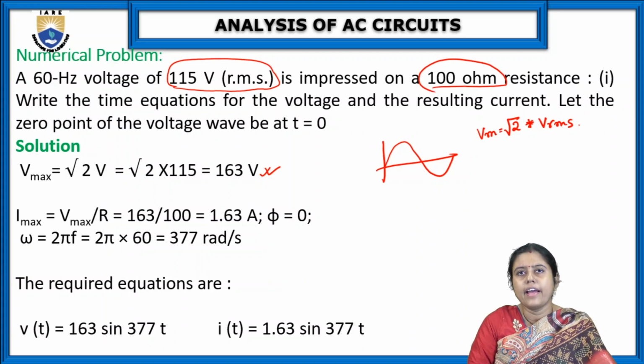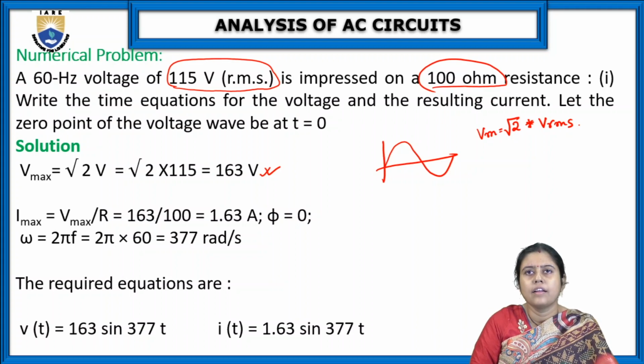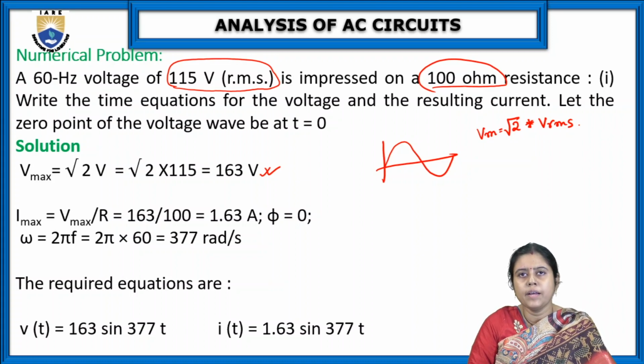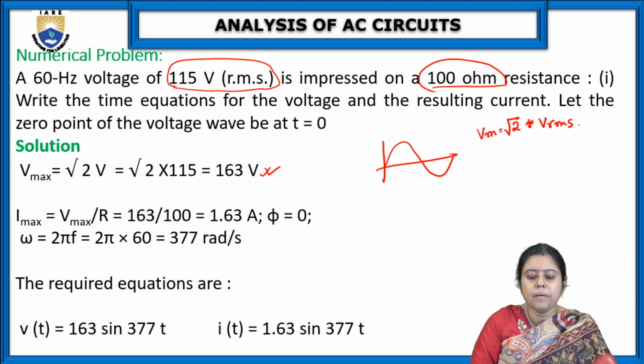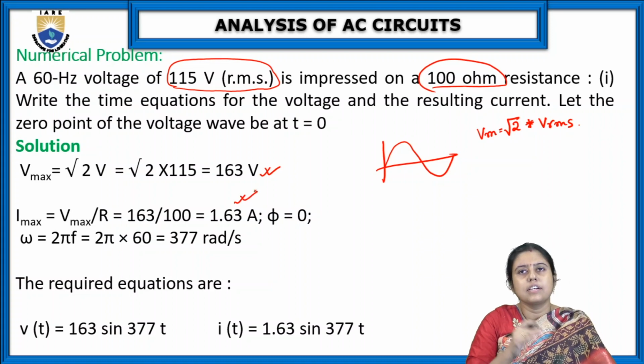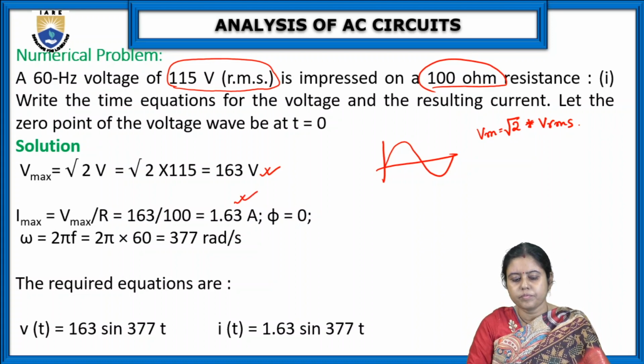So we can write Imax is equal to Vmax by R. What is Vmax? Vmax is 163. 163 by 100 is equal to 1.63 ampere. And as we discussed earlier, the angle between them is 0.